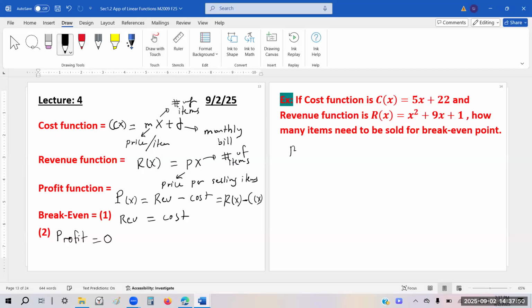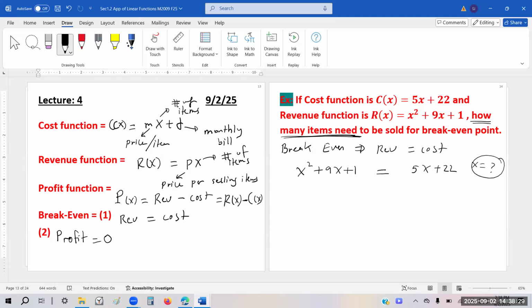So break-even happens when we have revenue equals cost. The revenue function is x squared plus 9x plus 1, and our cost function is 5x plus 22. They're asking how many items, which means what is x when you solve this equation.